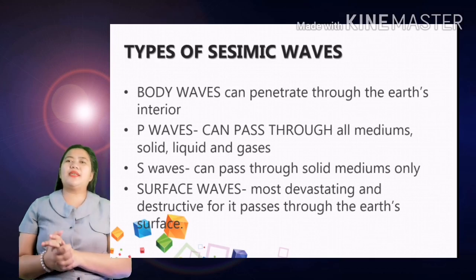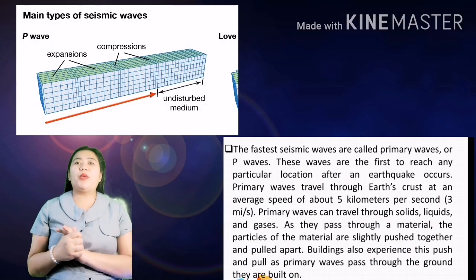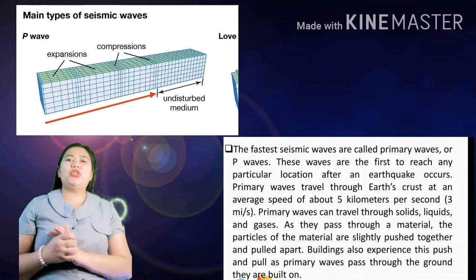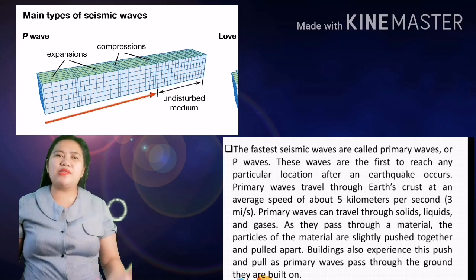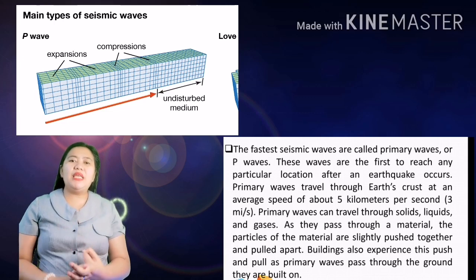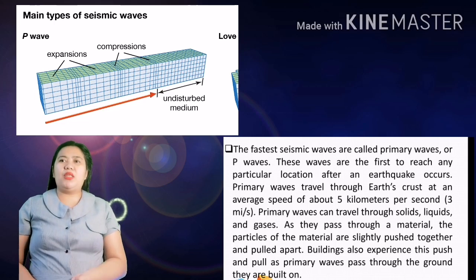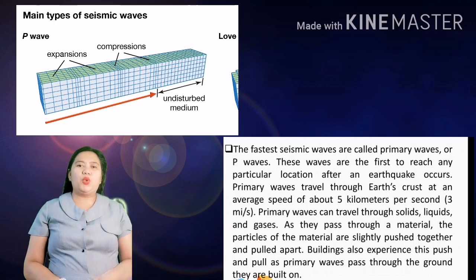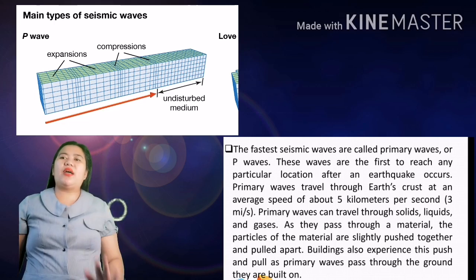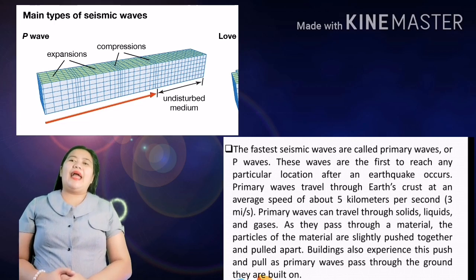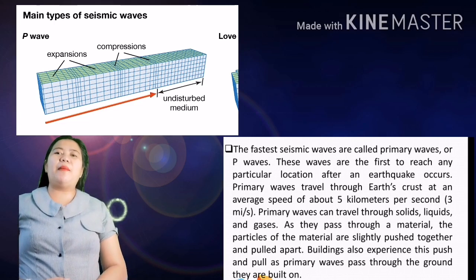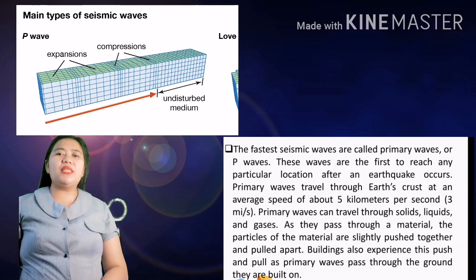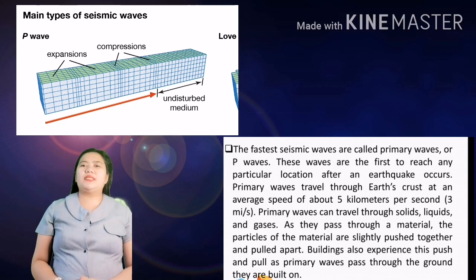Next, the fastest seismic waves are called primary waves, also known as P waves. These waves are the first to reach any particular location after an earthquake occurs, for they can pass through solid, liquid, and gas mediums. Primary waves travel through Earth's crust at an average speed of about 5 kilometers per second.